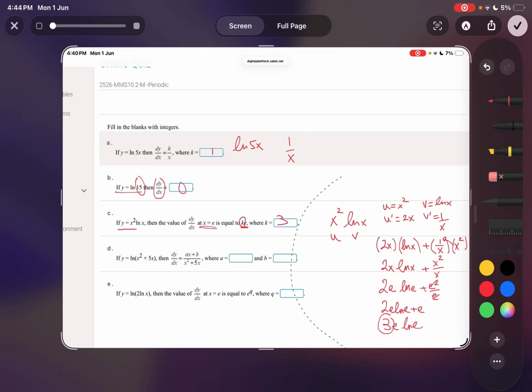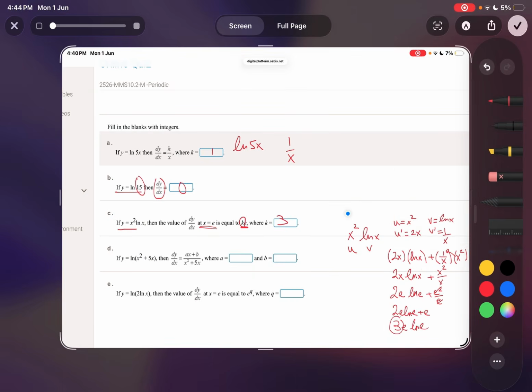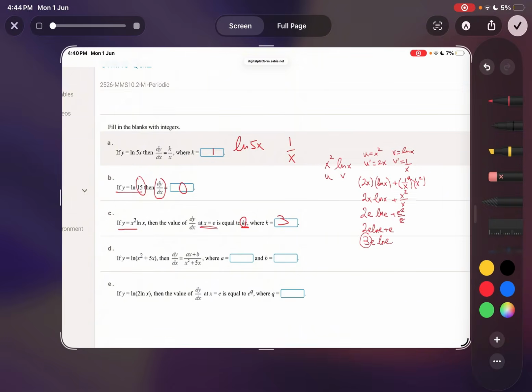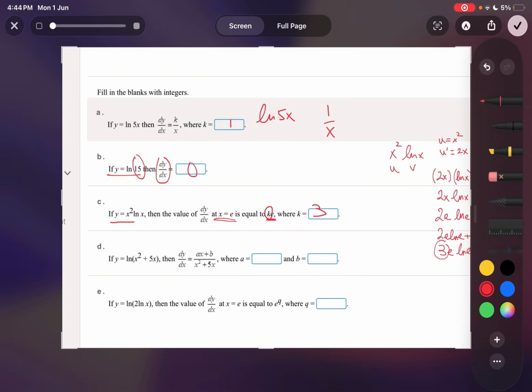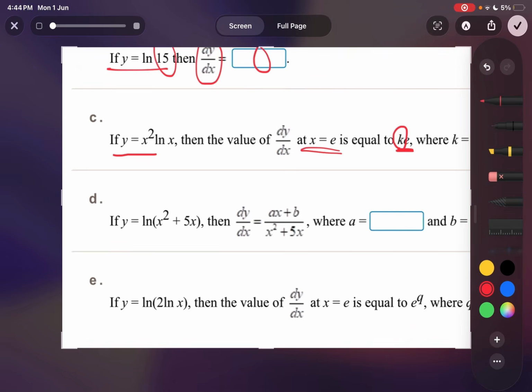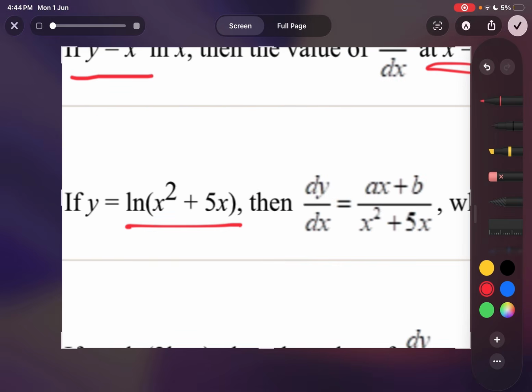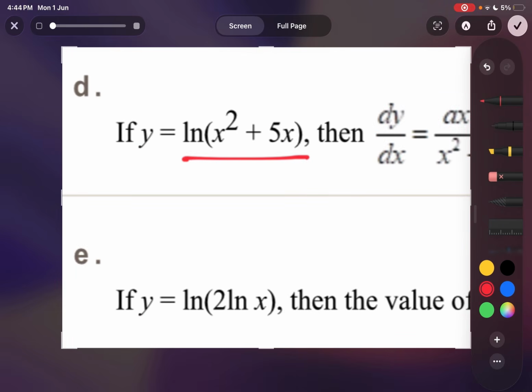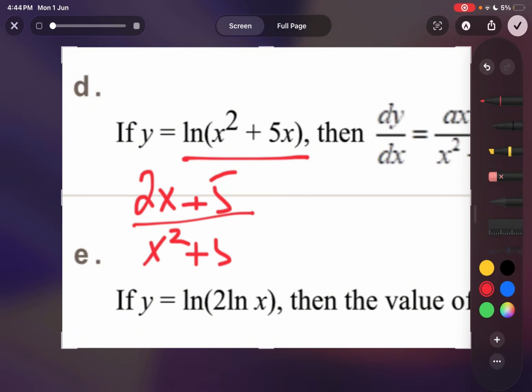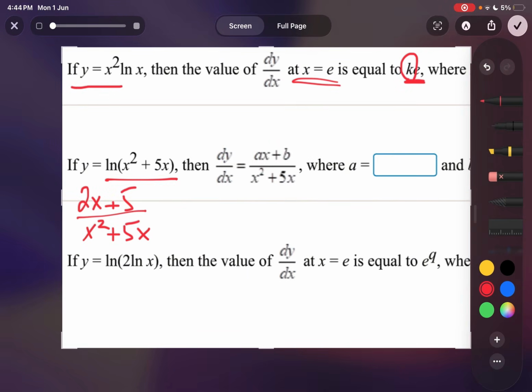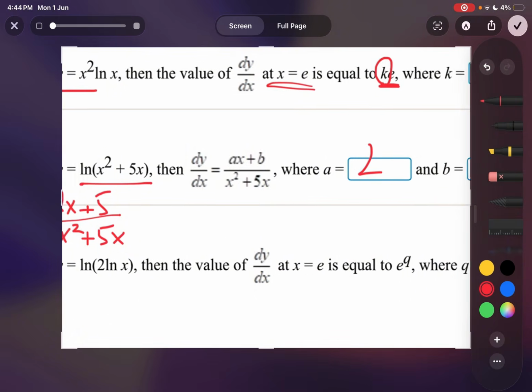Okay, now part D. That's simple. When you have ln of an expression, like x squared plus whatever, it's u prime over u, always. It's very easy, we did this in the class today. So it's 2x plus 5 over x squared plus 5x. That's your final answer. If you can simplify, you can simplify. Here you can't, because it's ax plus b, where a is 2 and b is 5.